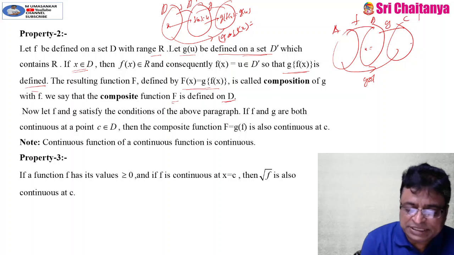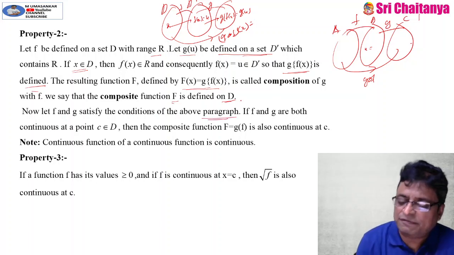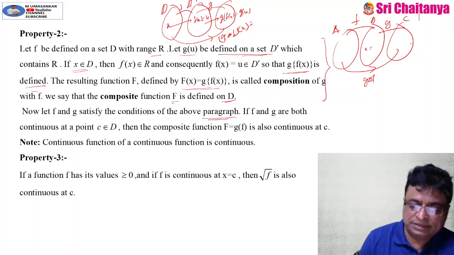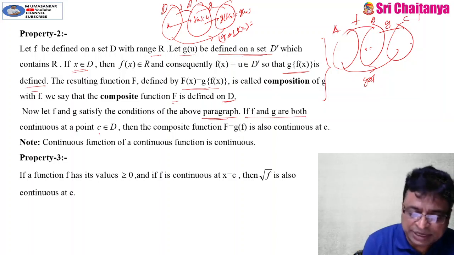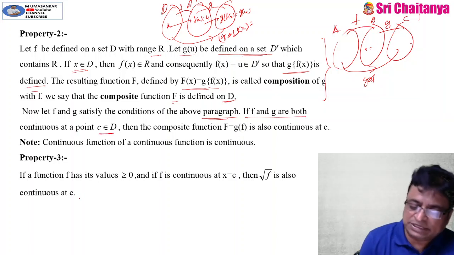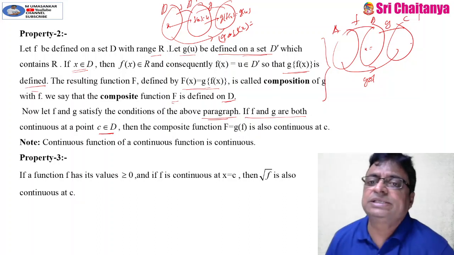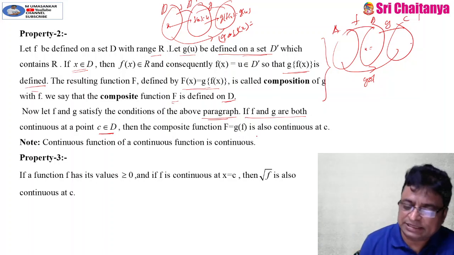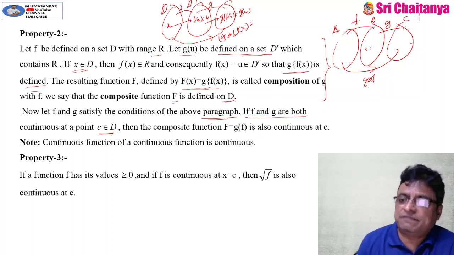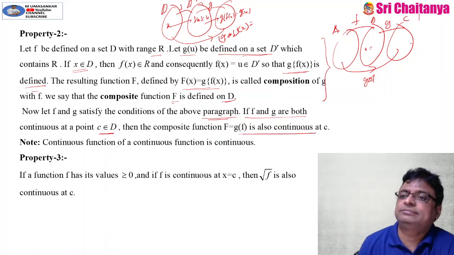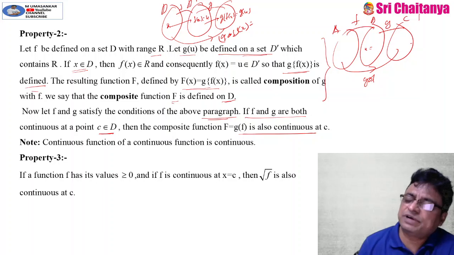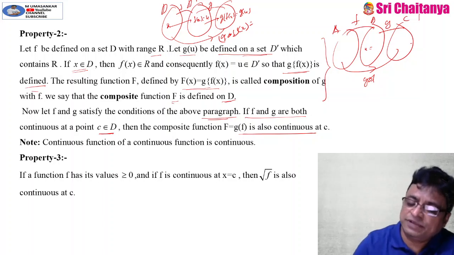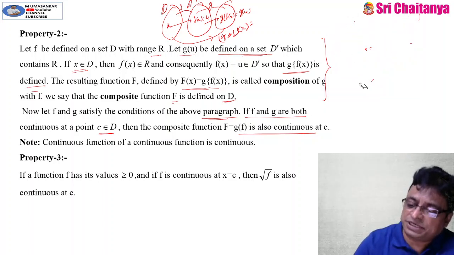So if f and g satisfy the conditions of the above paragraph, whenever these conditions hold good for two functions, and if both are continuous at a point c, that means if f is continuous at a point c as well as g is continuous at c, then we can say that the composite of the function g circle f is also continuous at x equal to c. This is what is meant by continuity of the composite of functions.